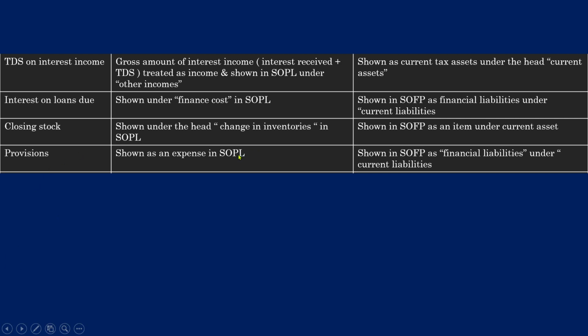In the statement of profit and loss it is shown as an expense, whereas in the statement of financial position or balance sheet it is shown under the head current liabilities, and current liabilities come under financial liabilities.